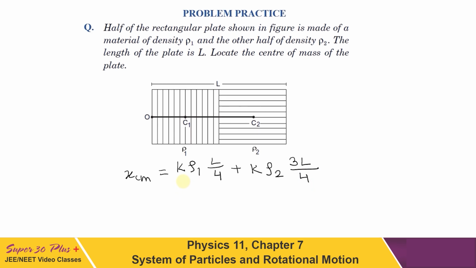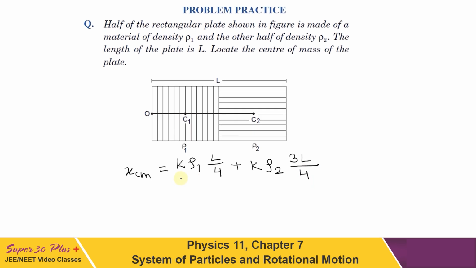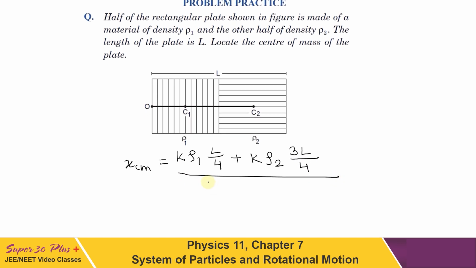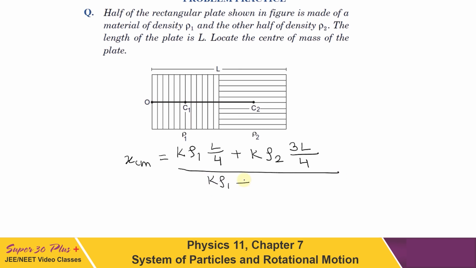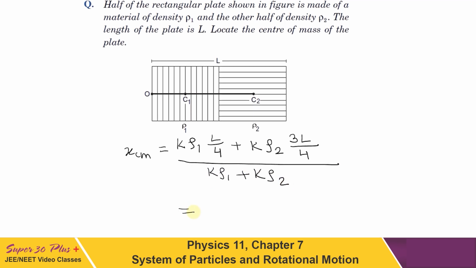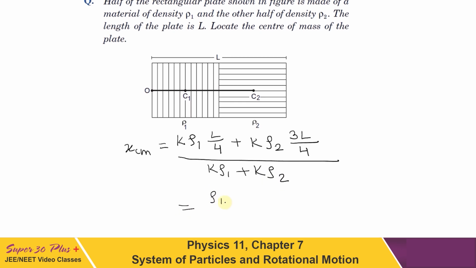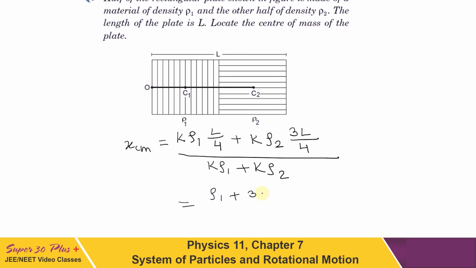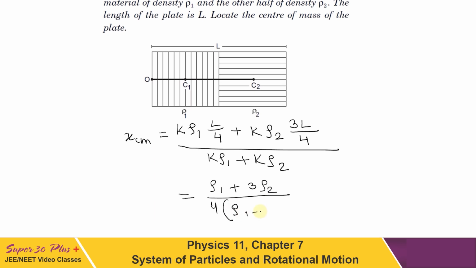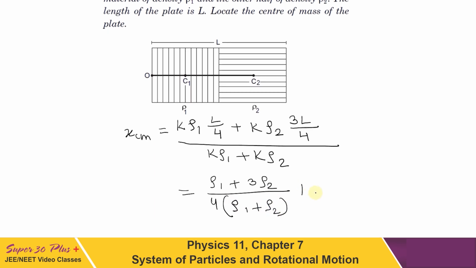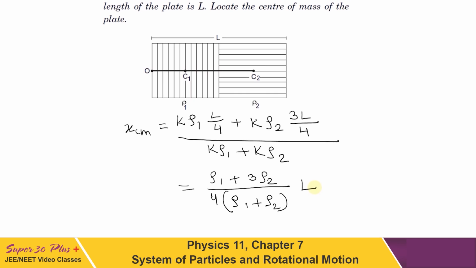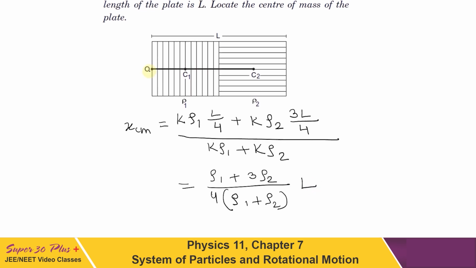So simply I have written K in place of area, and this should be divided by the whole mass, that is equal to Kρ1 plus Kρ2. Now if I solve this, finally I will get ρ1 plus 3ρ2, with 4 taken common, over ρ1 plus ρ2, the whole multiplied with L. This is the location of XCM with respect to the point O we have considered here.